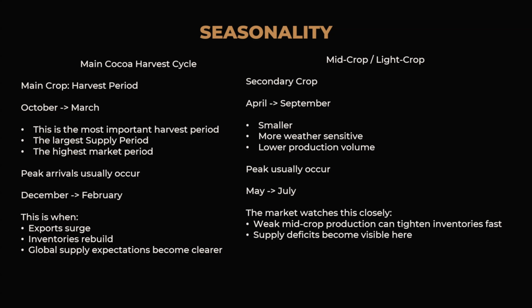The mid-crop, or light crop, the secondary crop, is April through September. It's smaller, it's more weather sensitive, it has lower production volume. Peak usually occurs between the months of May through July. The market watches this closely. Weak mid-crop production can tighten inventories fast, and supply deficits become invisible here.